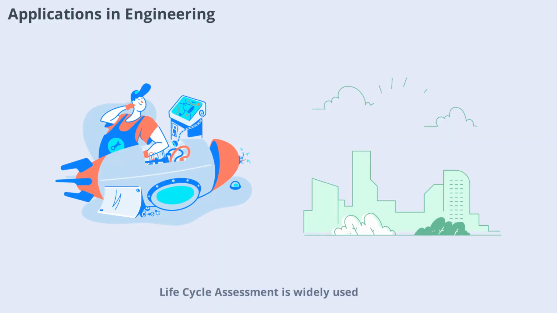Life cycle assessment is widely used in engineering fields to guide product design, process optimization, and policy development. For example, LCA can help engineers choose materials with lower environmental impacts, design products for easier recycling, or develop cleaner manufacturing processes. By integrating LCA into engineering practice, organizations can create more sustainable products and systems.